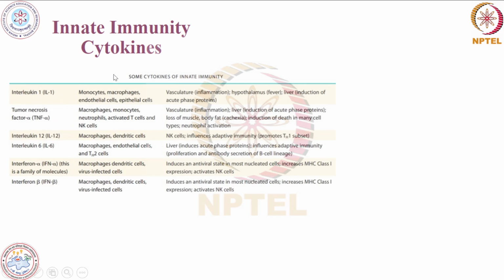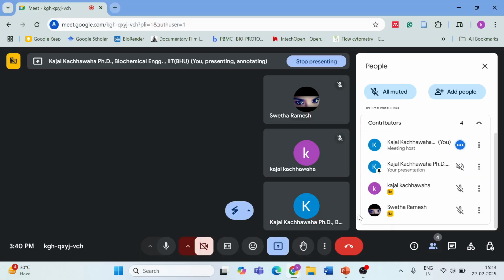So there are some innate immunity cytokines and some adaptive immunity cytokines. So let's see what these are. Some cytokines are responsible for providing the innate immune response. For example, interleukin 1, which is produced by monocytes, macrophages, and other immune cells. It is one of the main cytokines responsible for fever and inflammation and the induction of acute phase proteins in the liver. This is the function of interleukin 1. And there is tumor necrosis factor alpha, that is TNF alpha, which is released by macrophages, monocytes, neutrophils, and other activated T cells and natural killer cells.